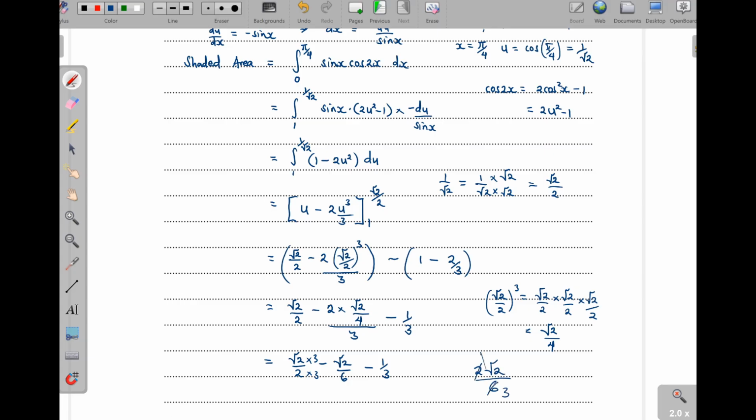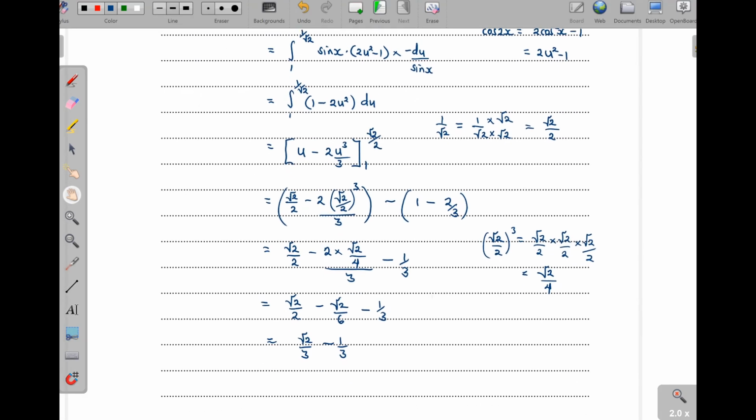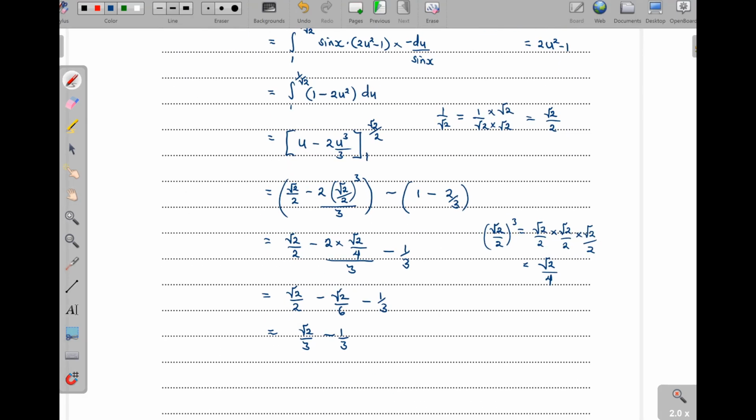But this is 1, then this is 3. So we get 1/3 of root 2, or I can just write root 2 out of 3, then minus this 1/3. And that is my exact value. But I can write this one as maybe pull out the 1/3. Then here we have root of 2 minus 1. And that is that.